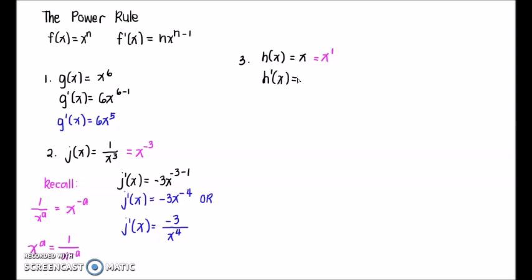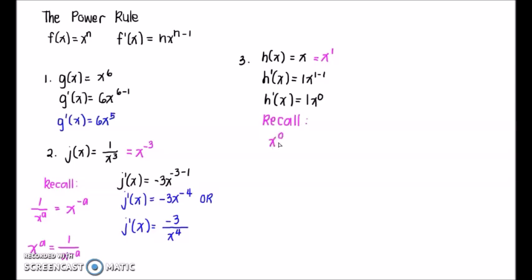So h prime of x is equal to, so drop the exponent, which is 1, copy the base, subtract 1 from the exponent. So simplify natin. We will have h prime of x equals 1 times x raised to 0. Now, ano nga ba ang x raised to 0? So, recall ulit tayo. Laws of exponents ulit.